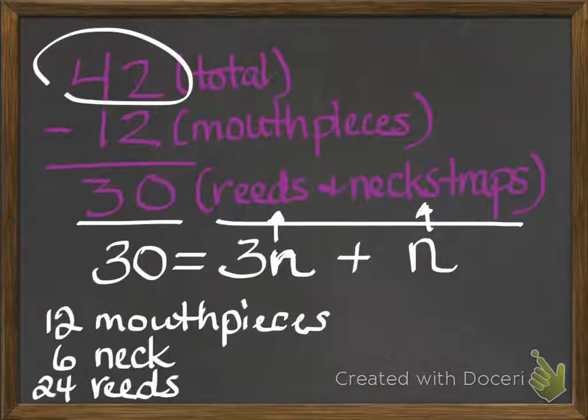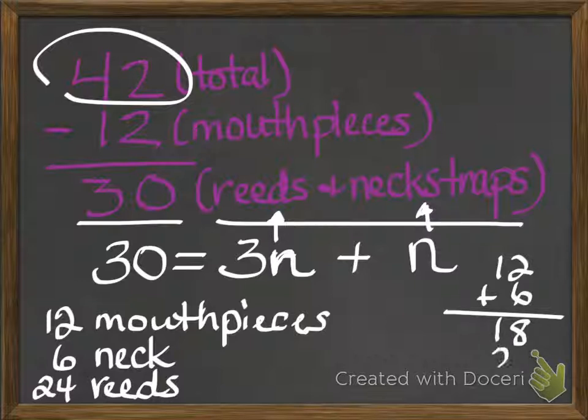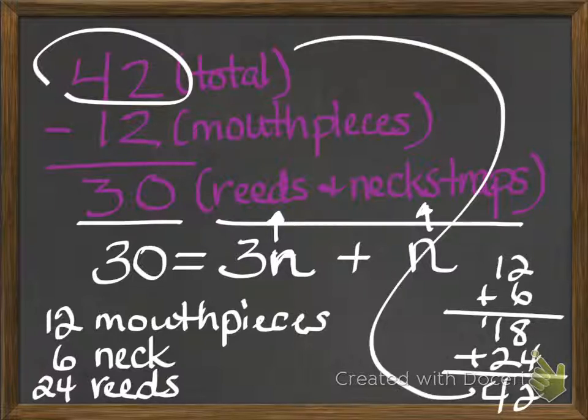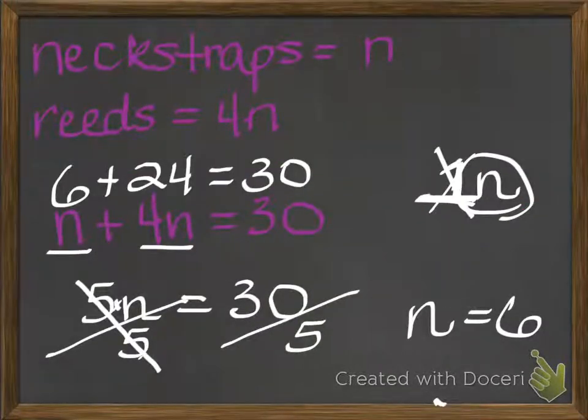So we've got 12 plus 6, that equals 18. Then I had 24 reeds. 4 plus 8 is 12. Carry the 1. And that equals 42. And that is the total that I started with. So that works. Let's try another one.